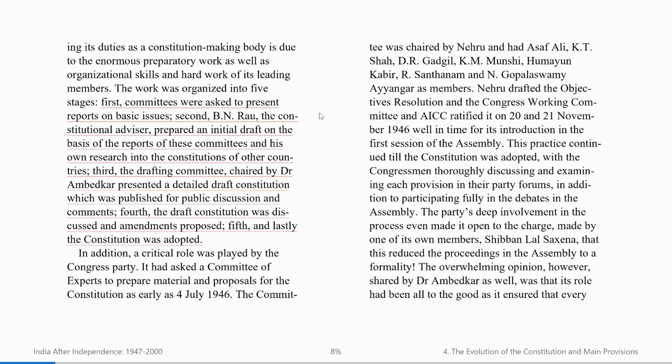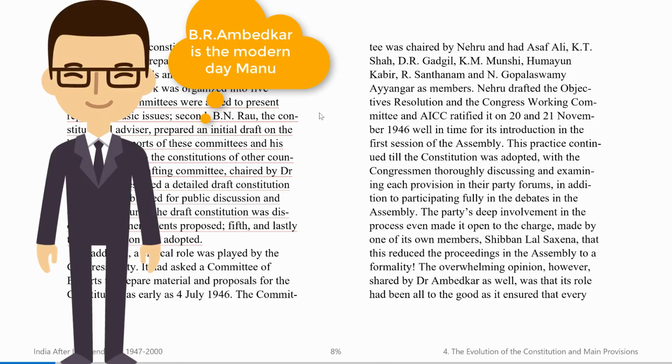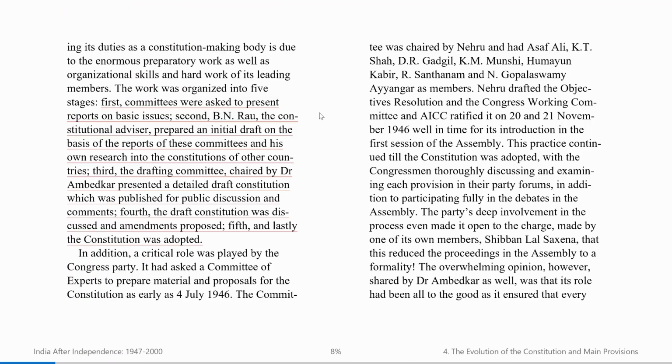The idea obviously was that finally there was the third stage, the appointment of the drafting committee, and this was headed by B.R. Ambedkar, the chief architect of the constitution, and he's somehow also referred to as the modern day Manu. I think you're trying to Sanskritize B.R. Ambedkar when you call him the modern day Manu, but he was basically something similar, because the constitution can be compared to the Manu Smriti in some ways.